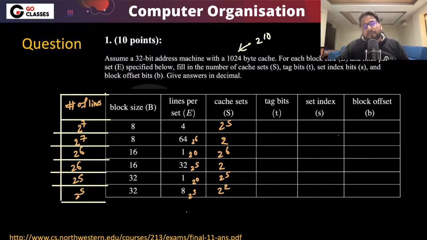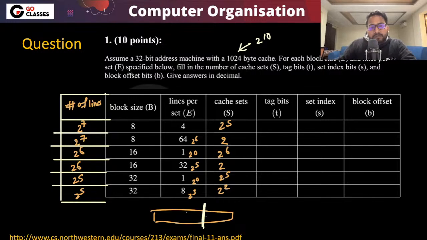Now, what is the next question? Tag bits. Let's just check, you have a 32-bit machine, right? Forget about your block offset. What is the block size? This is 3. You just keep it aside. 3 plus this is 5, right? 3 plus 5 is 8. And then what is remaining from 32? So 32 minus 8, which means 24, right? So 24 will be the number here.